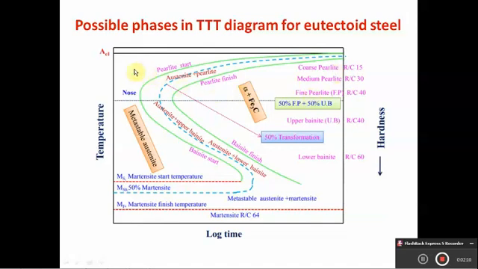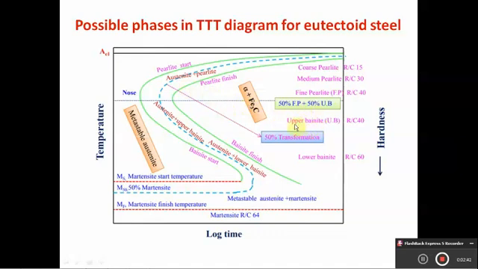Then again, when austenite is cooled with a somewhat higher cooling rate, austenite will remain untransformed till this point. Beyond this point, the bainite will start to nucleate at the grain boundaries, and when this temperature and this time is reached, the transformation will finish. Beyond that point, there will be a bainitic structure.